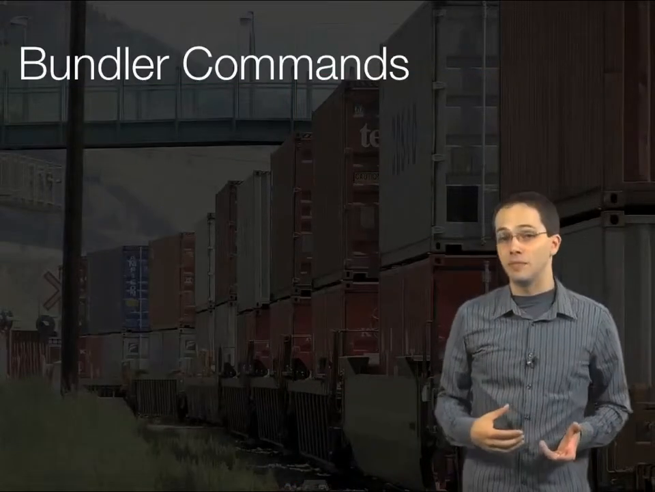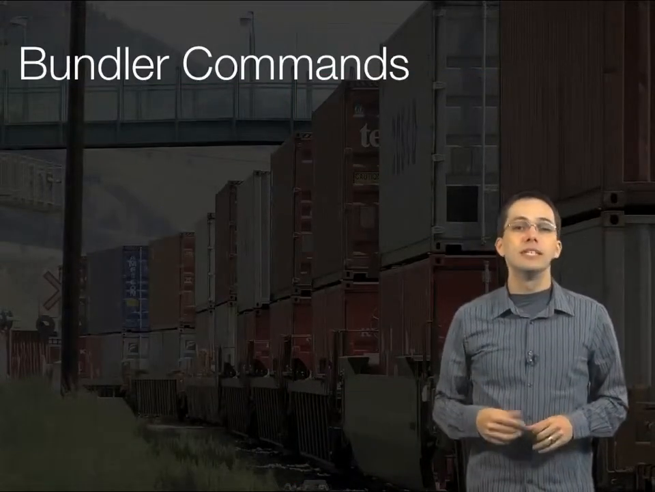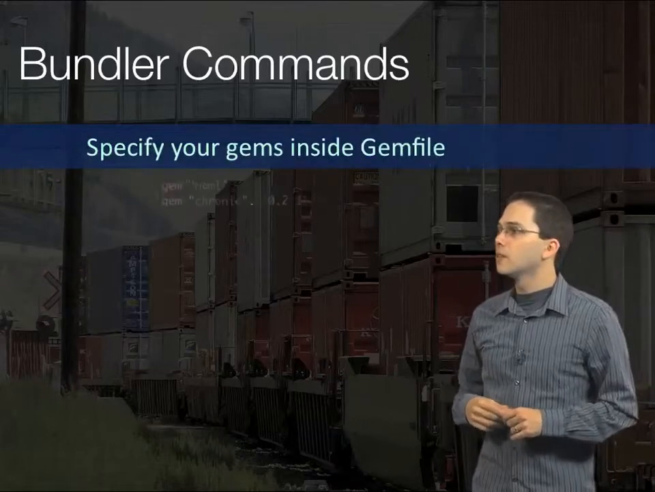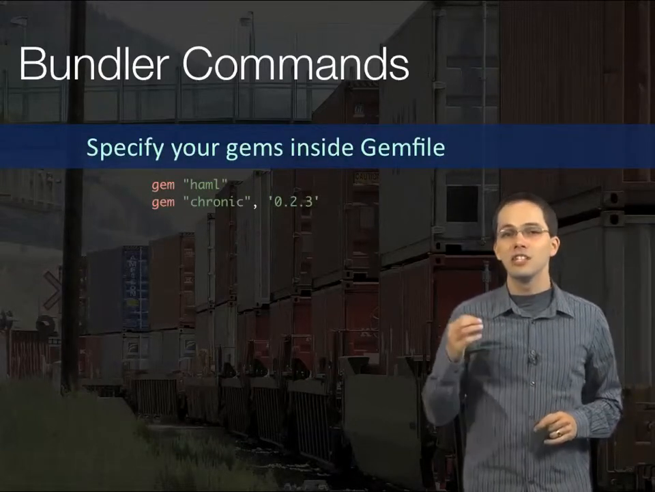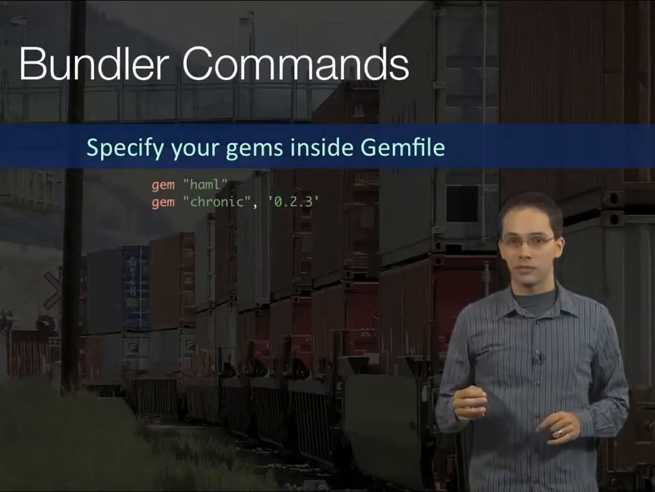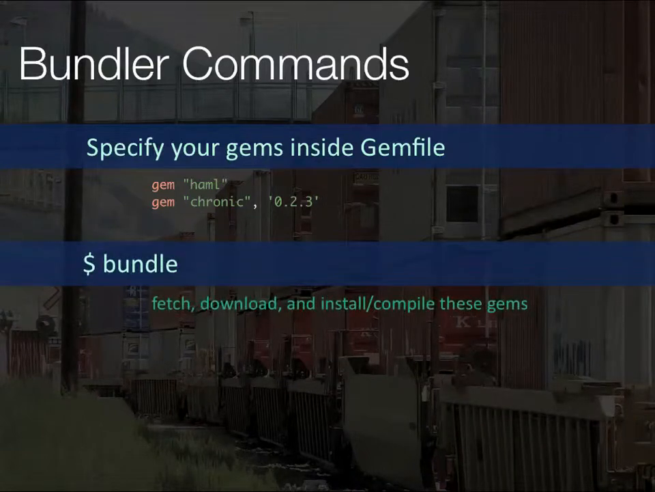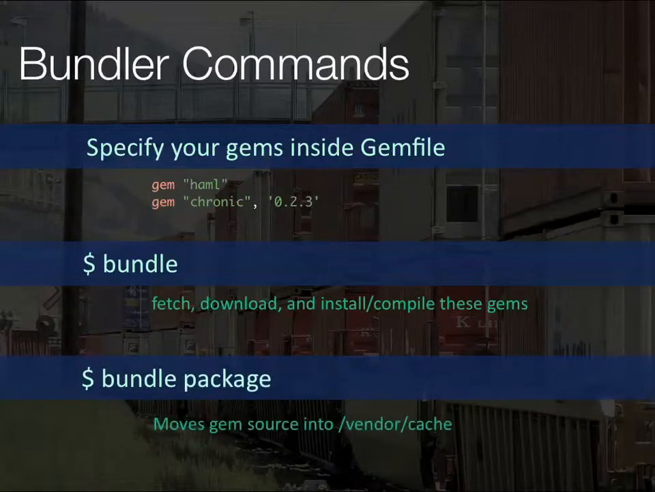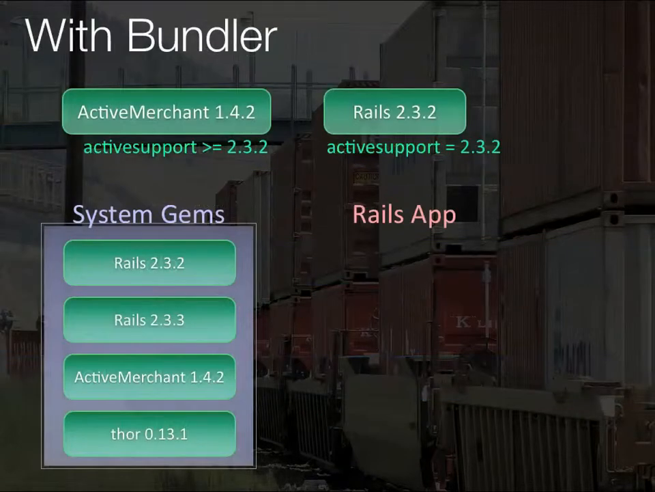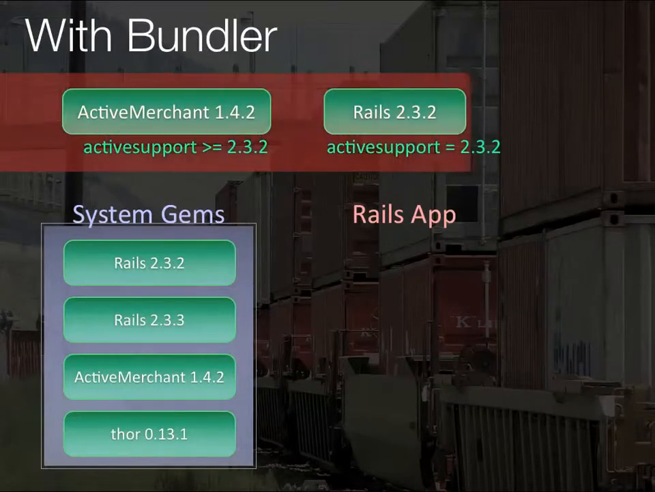Bundler fixes this dependency issue, but before we get into it, let's look at the Bundler commands. We specify our gems inside the Gemfile, which gets created for us by Rails 3 in our root folder. We then run bundle when we want to fetch, download, and install or compile these gems from our Gemfile. And when our application is ready for production, we would run bundle package to take our libraries and unpack them into vendor/cache.